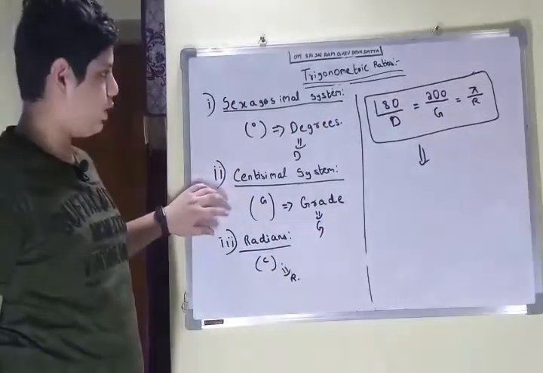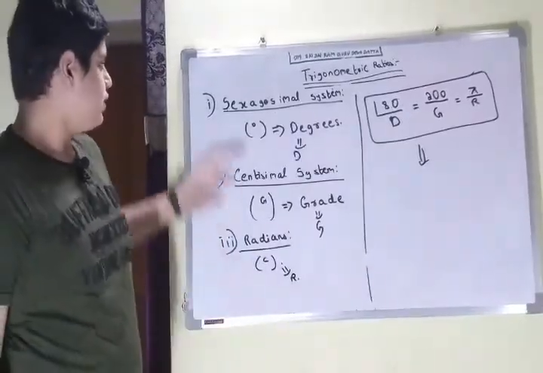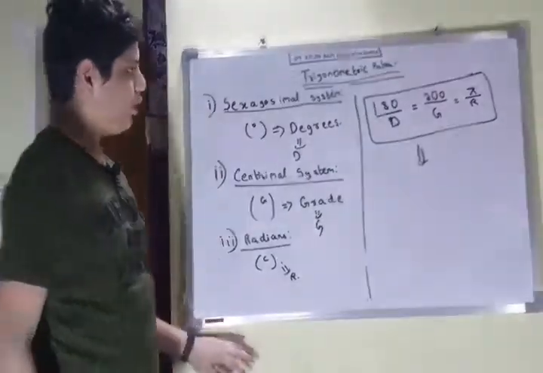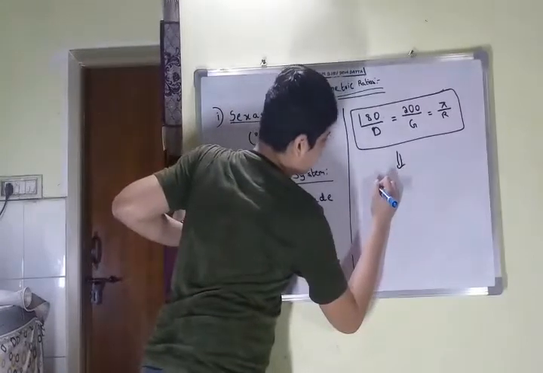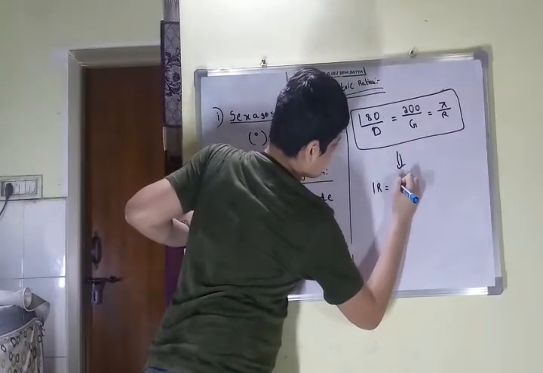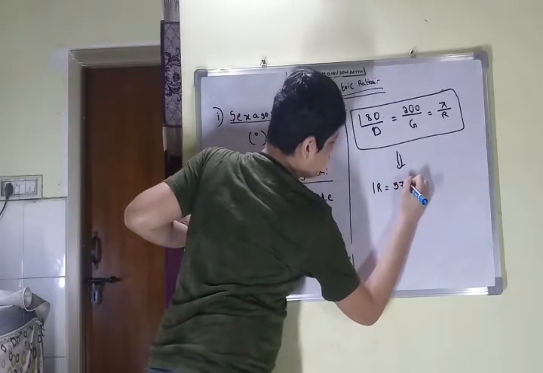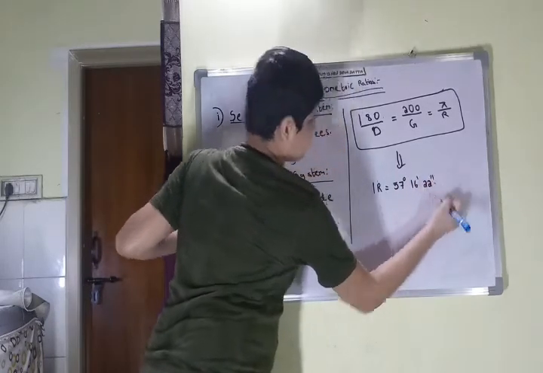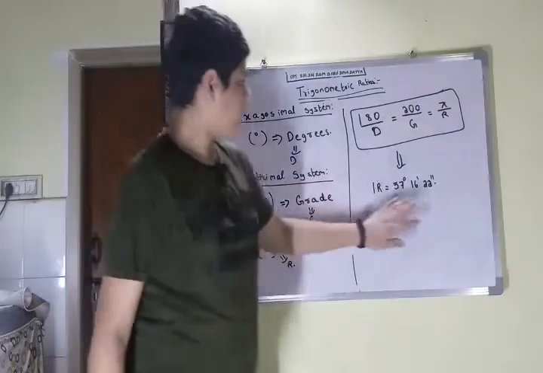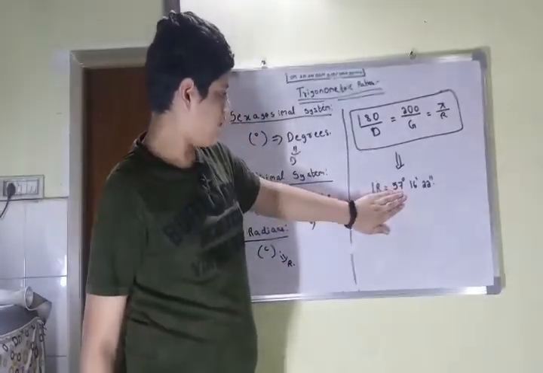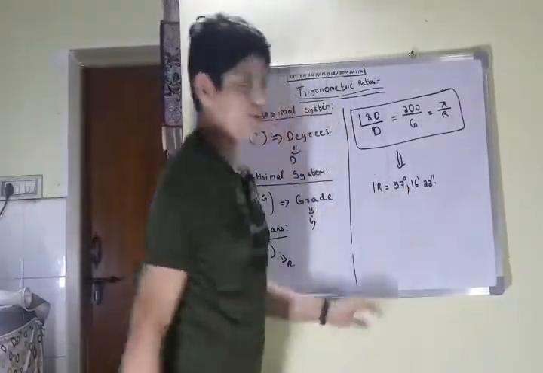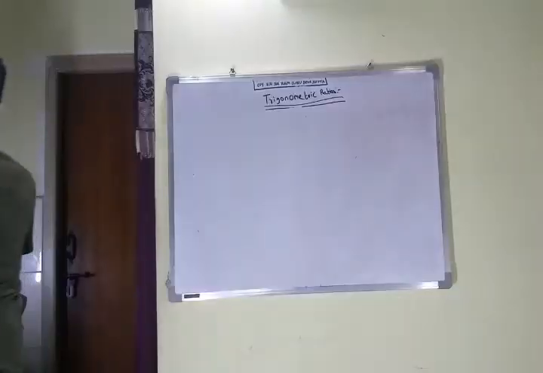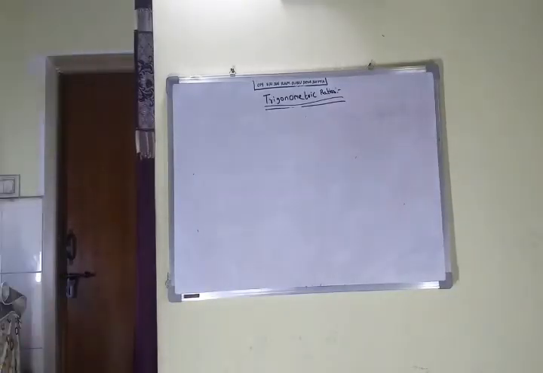The centesimal system is also known as the French system, and this is the British system. One thing you need to remember here: 1 radian is equal to 57 degrees, 16 minutes, 22 seconds. In calculations you will only use up to here, but for your knowledge I am telling this. Now we will discuss triangles.